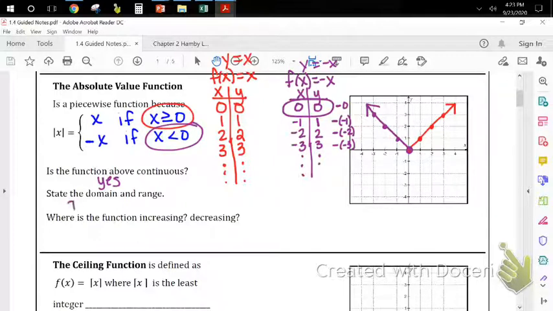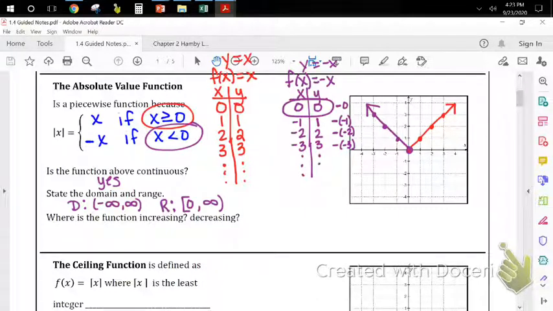State the domain and range. Well, for the domain, the graph keeps going to the left, the graph keeps going to the right, and we don't have to lift our pencil. So that means it's negative infinity to infinity. But the range, it does not keep going down. Notice the lowest y value is at 0, and then it does keep going up to positive infinity.